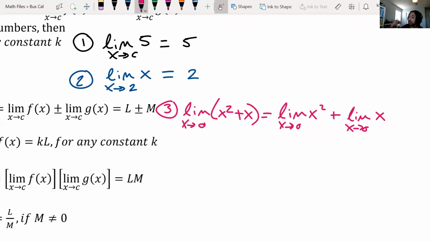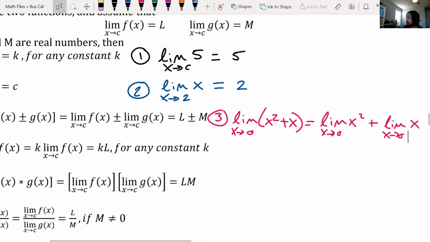So you can apply the limit over multiple terms. So if there were 3 terms in there, I would have 3 limits. If there are 4 terms in there, I would have 4 limits, and so on and so on. And it doesn't matter if they're connected by addition or subtraction. Okay. So that's just saying you can split your limits up.